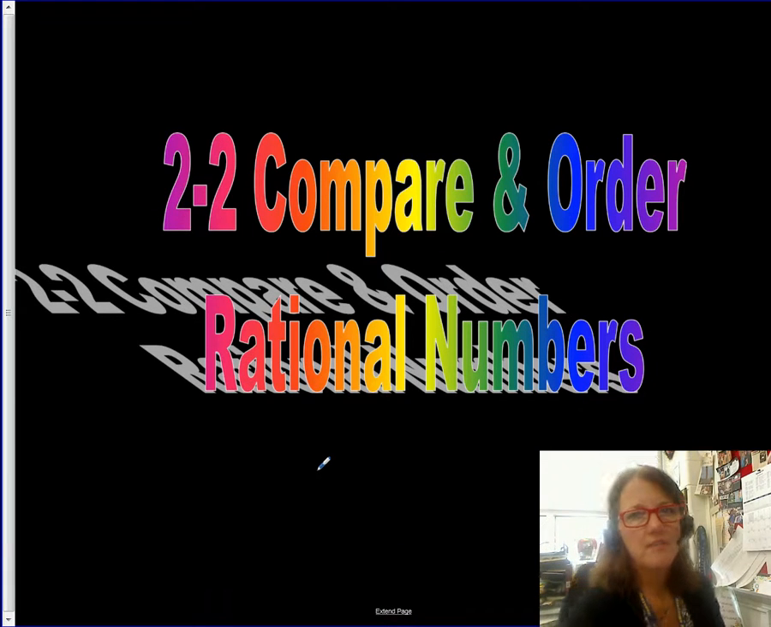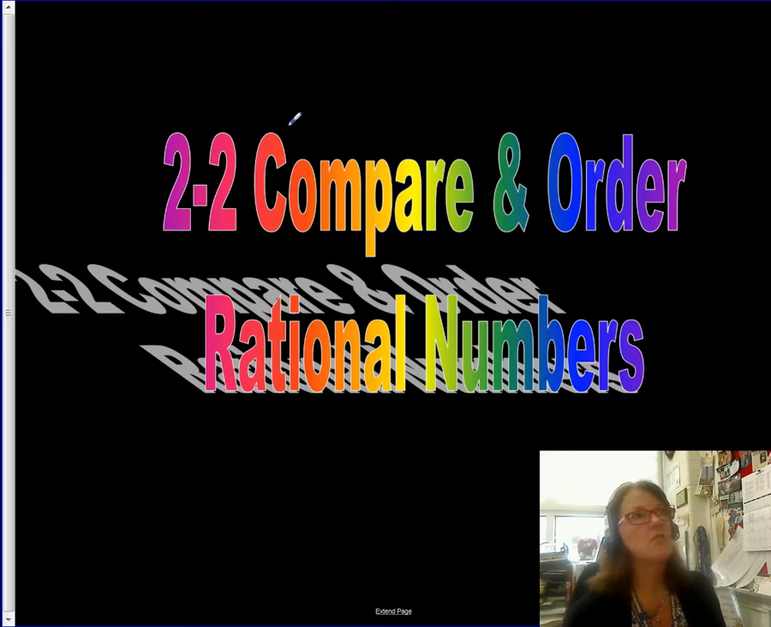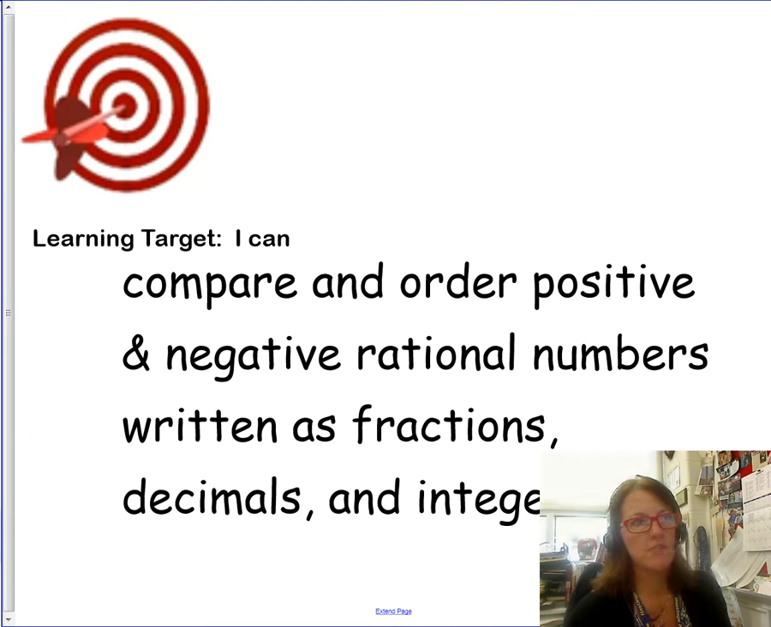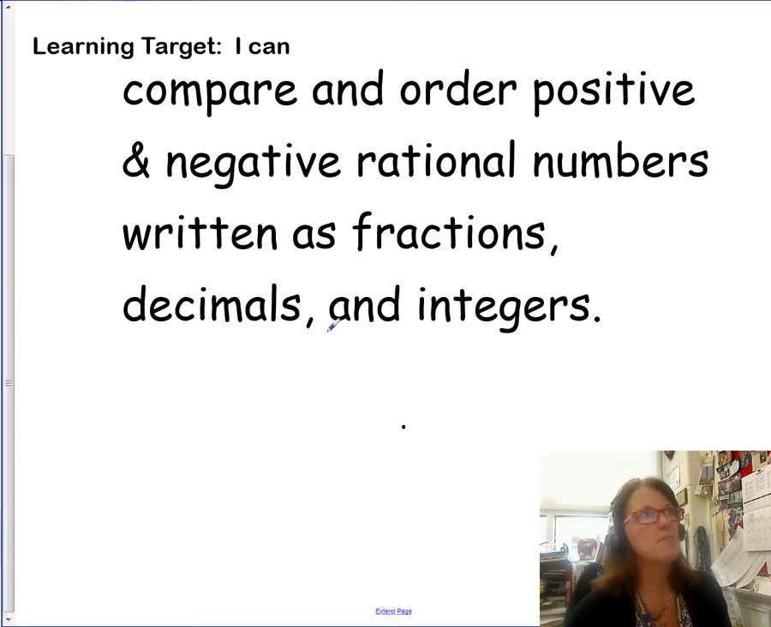Alrighty, here we are, and we are moving on into chapter 2. So the top of your notes should say compare and order rational numbers. Because, especially today, it's a very huge and long learning target, it's already pre-printed for you. So let's just double check that this matches: you can compare and order positive and negative rational numbers, whether you write them as fractions, decimals, or integers. Okay, so that's basically what we're going to be doing today.